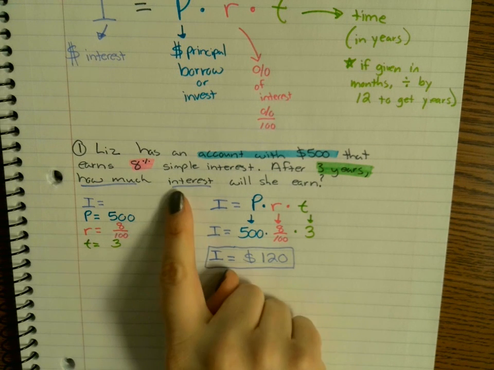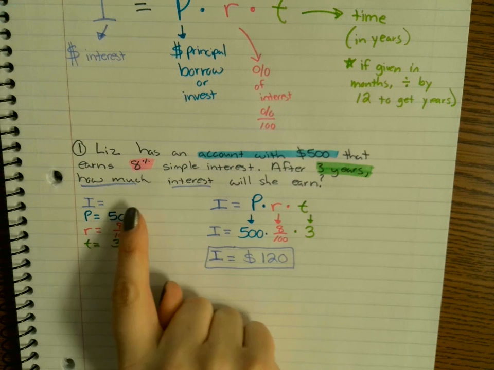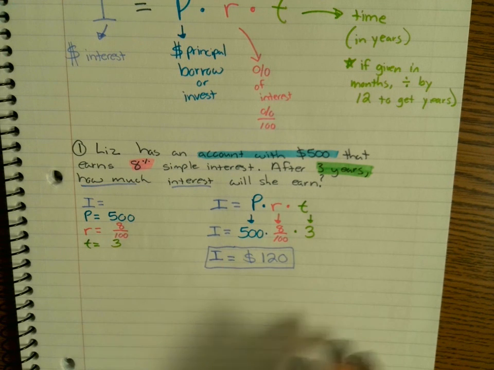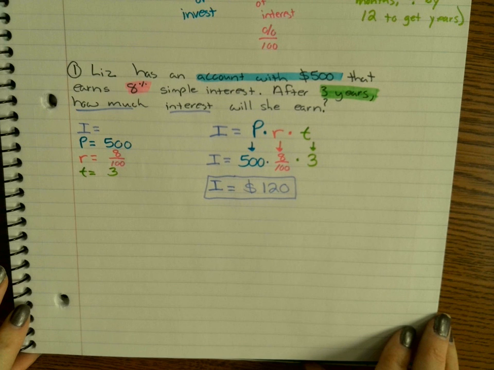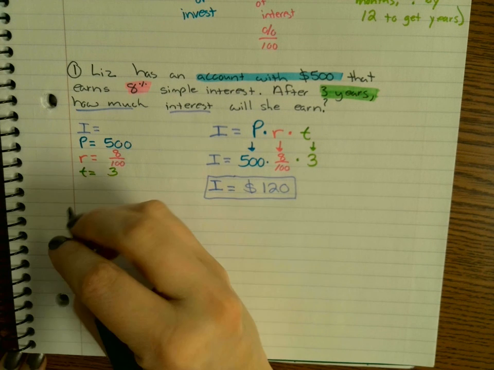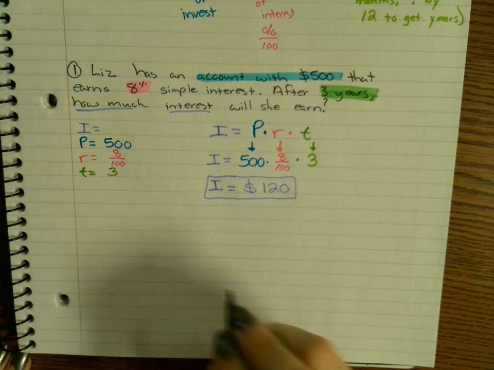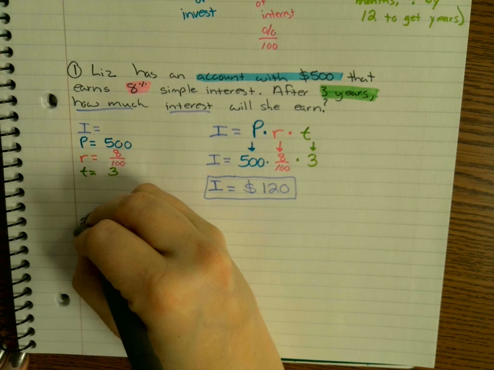But the question didn't ask how much would be in her account. The question only asked for the interest. You have to make sure you read carefully to identify whether it wants all of it or just the interest. Let's take a look at another question.